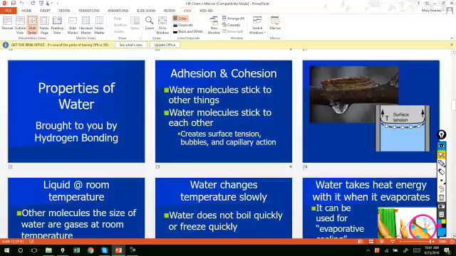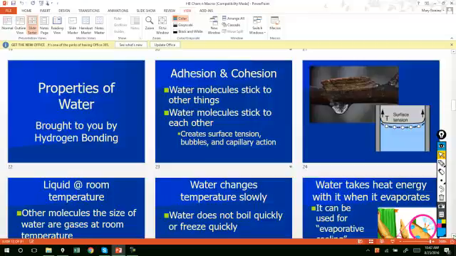This creates characteristics like surface tension, bubbles, and capillary action. And those might not seem like a terribly big deal to you, but surface tension creates an edge between wet and dry in the universe. And in a lot of environments, there's more life living at the surface, at that edge, than there is in almost any other part of the environment.